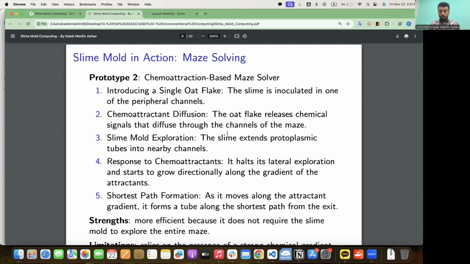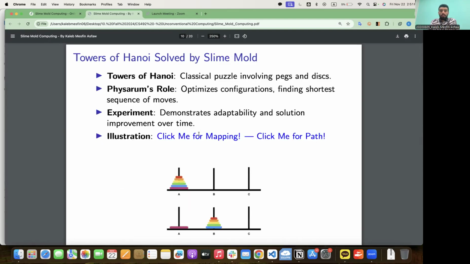Then the entire process is the same. It just thickens the path between the chemoattractants and its origin. It's more efficient because it doesn't require the slime mold to spread out itself. However, this method has limitations. It only works due to the presence of the chemoattractant guiding the entire path. So it kind of reduced the role of the slime mold, but it can eventually find the optimal path, which is still pretty fascinating.